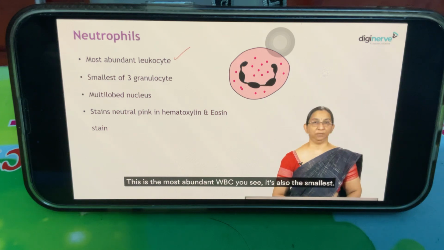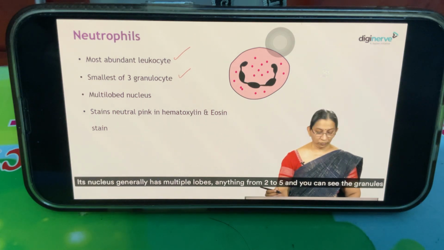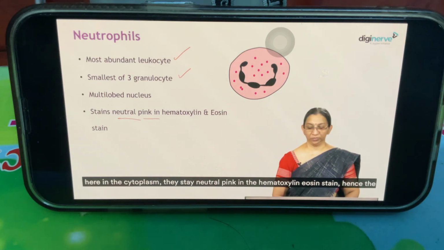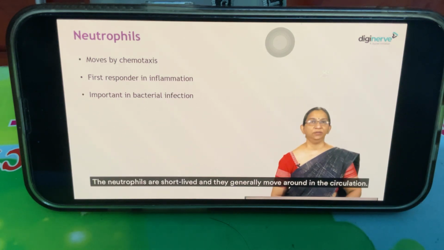This is the most abundant WBC you see. It's also the smallest. Its nucleus generally has multiple lobes, anything from 2 to 5. And you can see the granules here in the cytoplasm. They stay neutral pink in the hematoxylin eosin stain, hence the name neutrophil. The neutrophils are short-lived and they generally move around in the circulation.